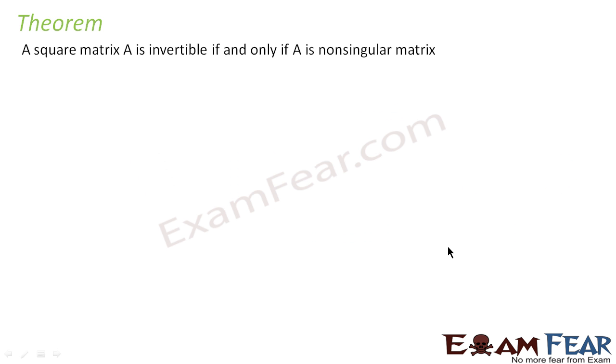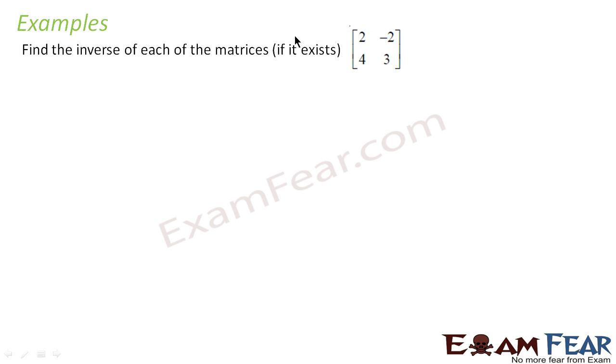Take one more theorem. The theorem says that a square matrix is invertible if and only if it is a non-singular matrix. I told you the reason why we are studying non-singular matrices is that we know the theorem that a square matrix is invertible if and only if it is non-singular. We'll take some examples where we have to find the inverse, if it exists, for this particular matrix.